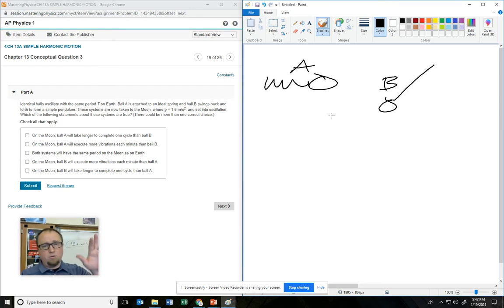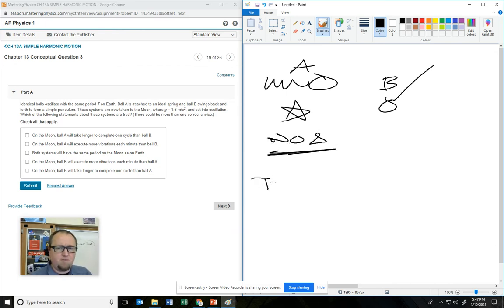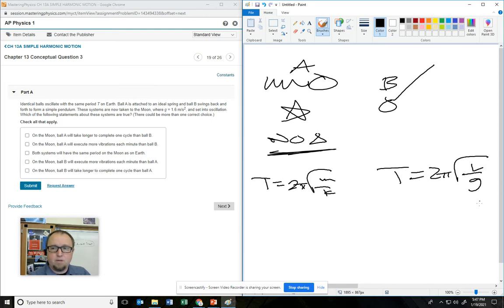We're taking them to the moon. Is this one going to change? No change, because the period of a mass on a spring does not care about gravity. Now, the period of a pendulum does. If you change g, it is going to take longer. There you go. There it is. That's it.